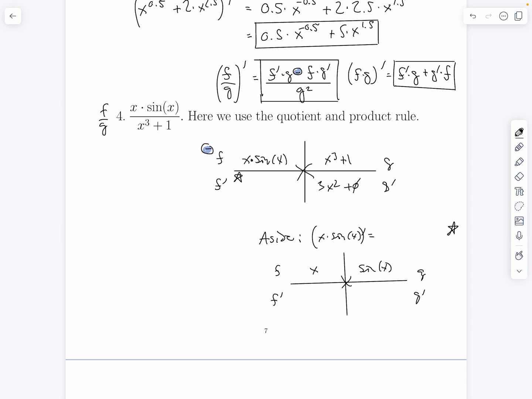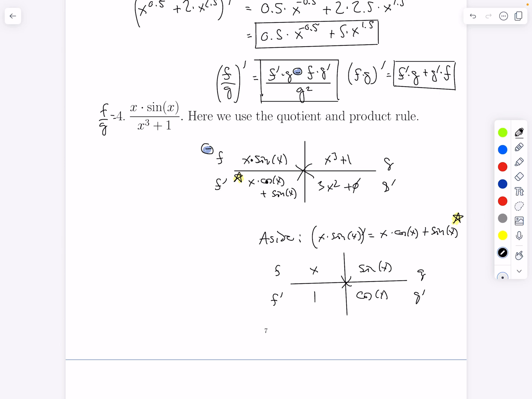Okay, what do we get? The derivative of x is 1, the derivative of sine is cosine. Then we complete this. So we get x times cosine x plus sine x, and this goes in here. So here we write x times cosine x plus sine x. And then we can complete it.